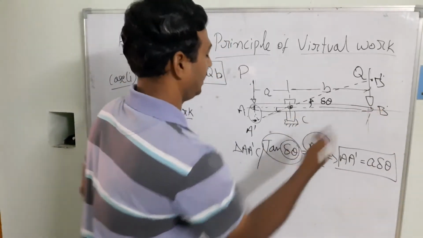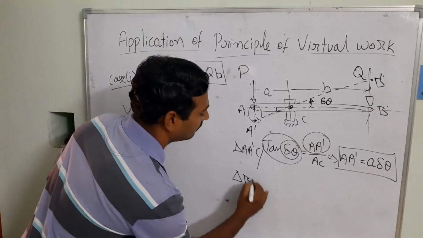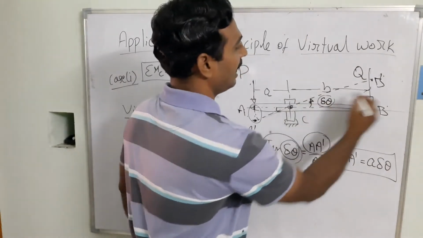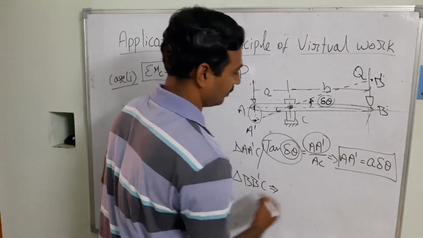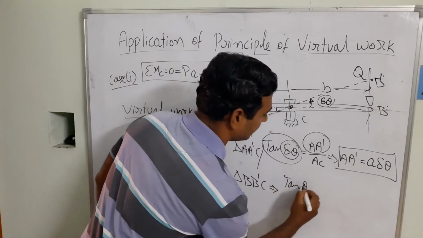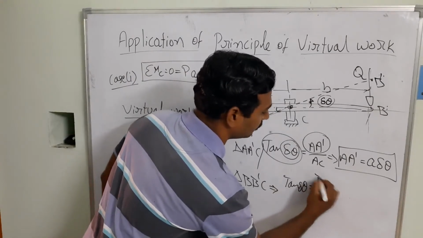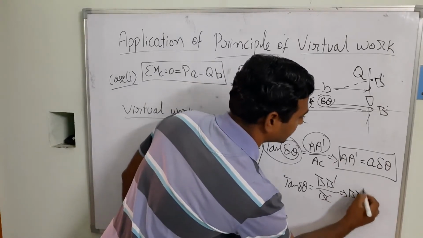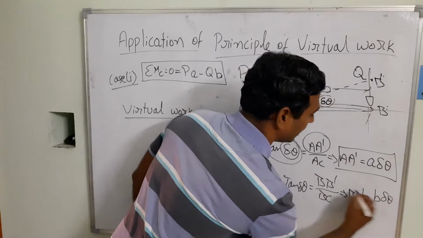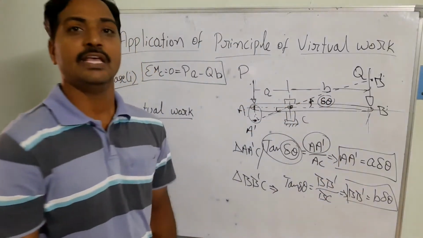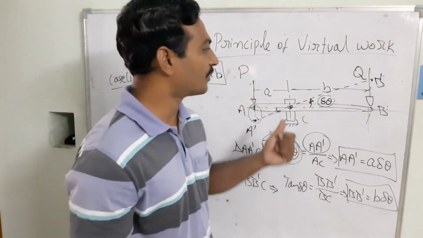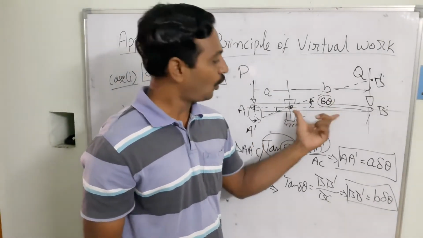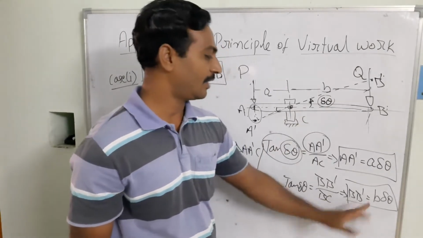When it comes to point B, for the triangle B dash C, this is also a small displacement B dash, and BC is available. So tan del theta is equal to B dash by BC. From this, B dash is equal to B into del theta. So this way the virtual displacement is calculated from the small angular displacement del theta and the known distance BC.